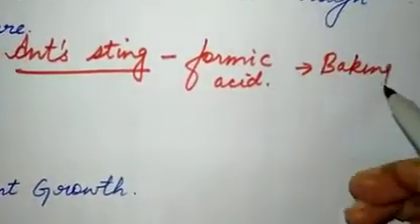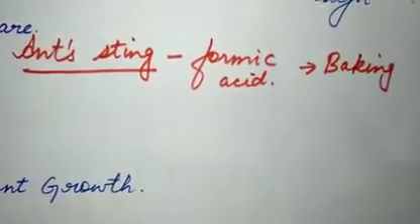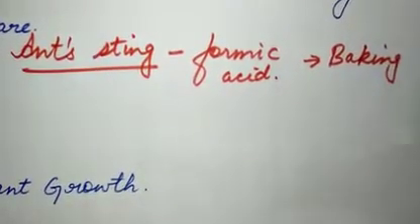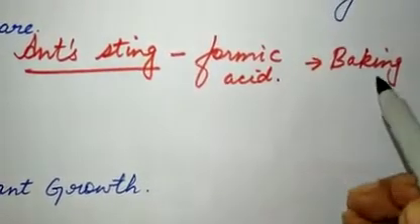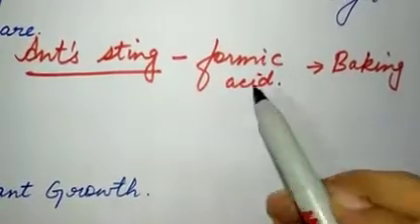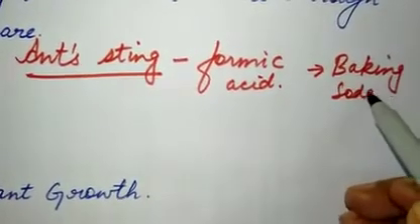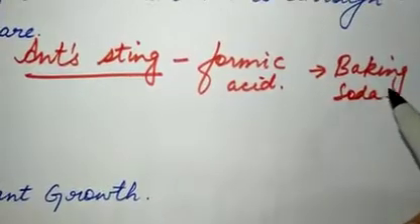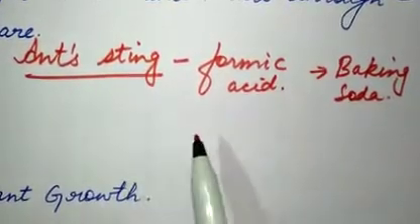solution. Naturally, we cannot use any strong base like NaOH or KOH, right? So we have to use some mild base to neutralize the effect of the acid. So baking soda solution is used to get relief from the pain caused by an ant sting.